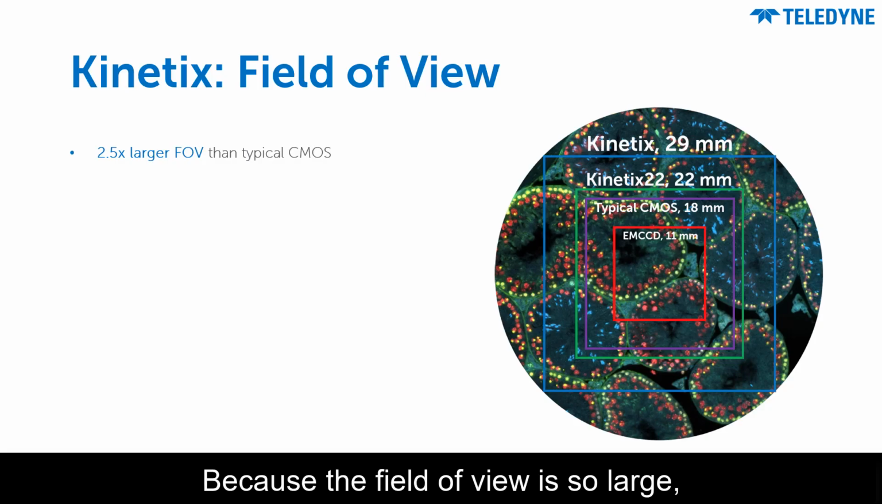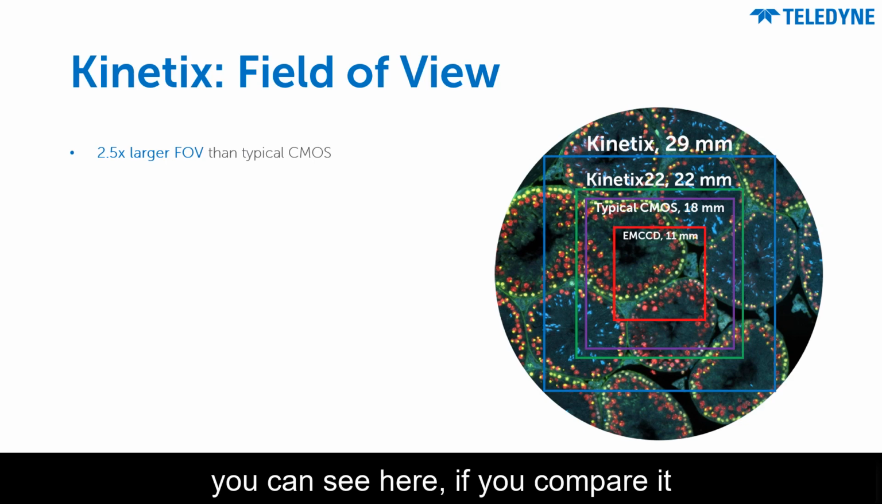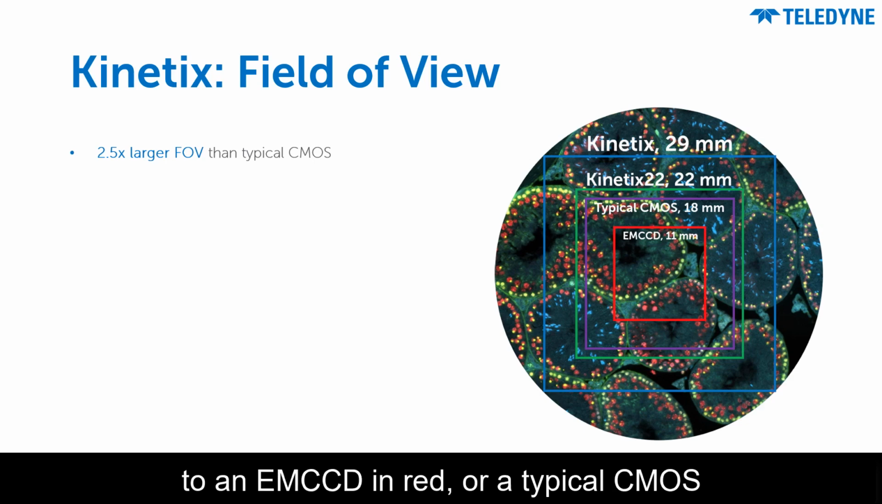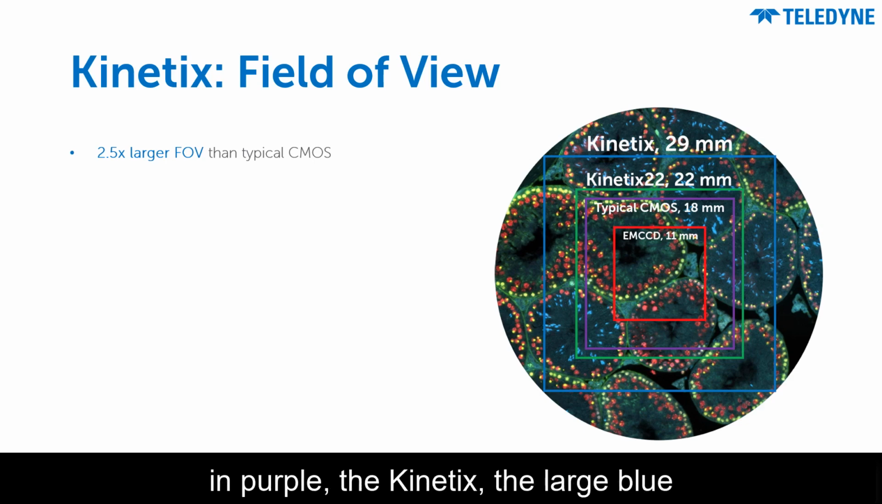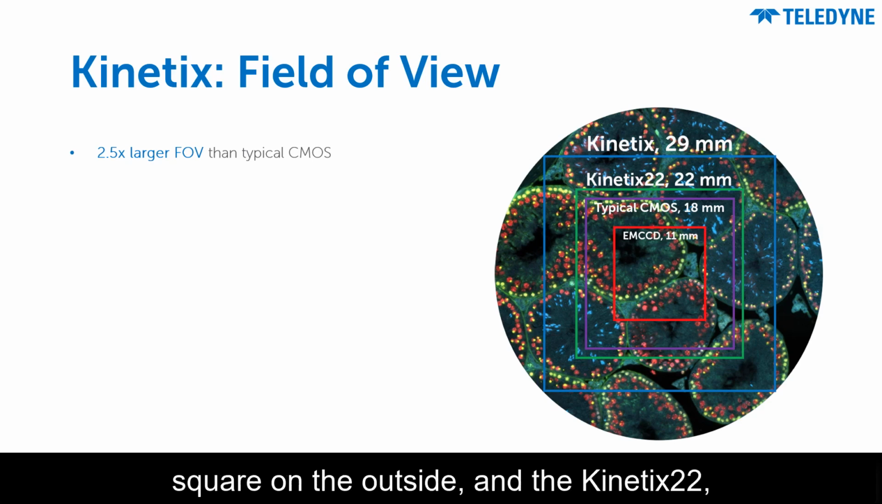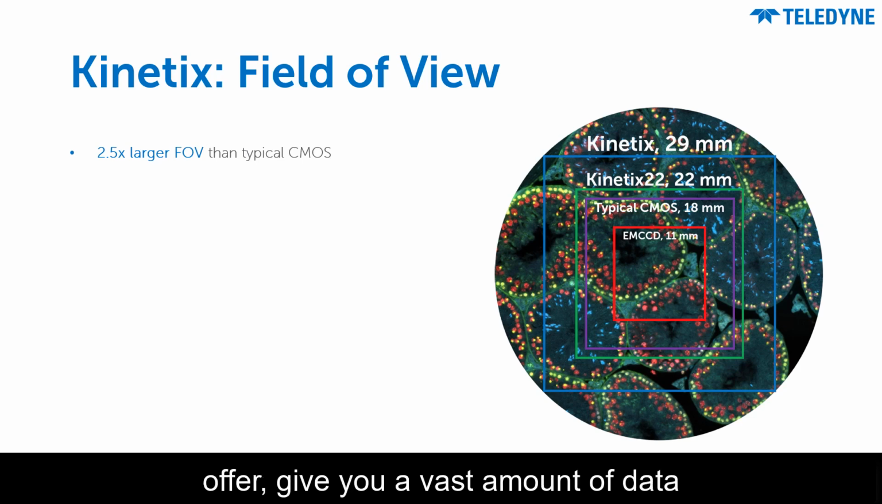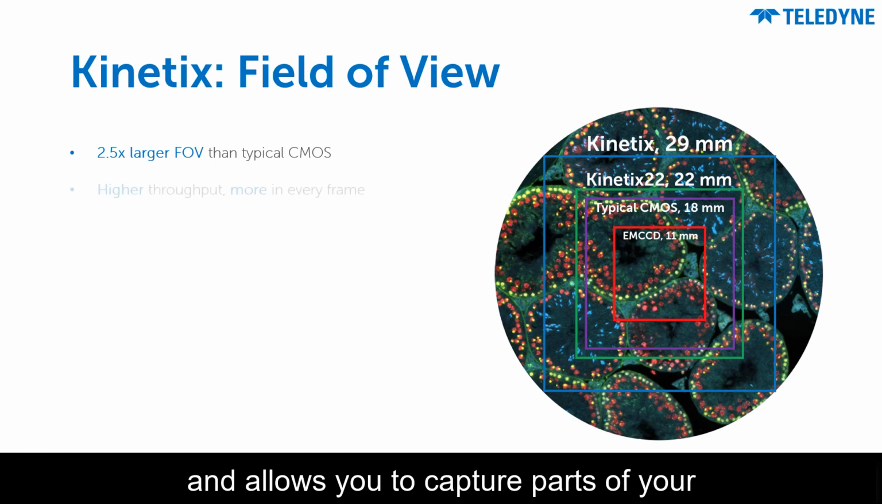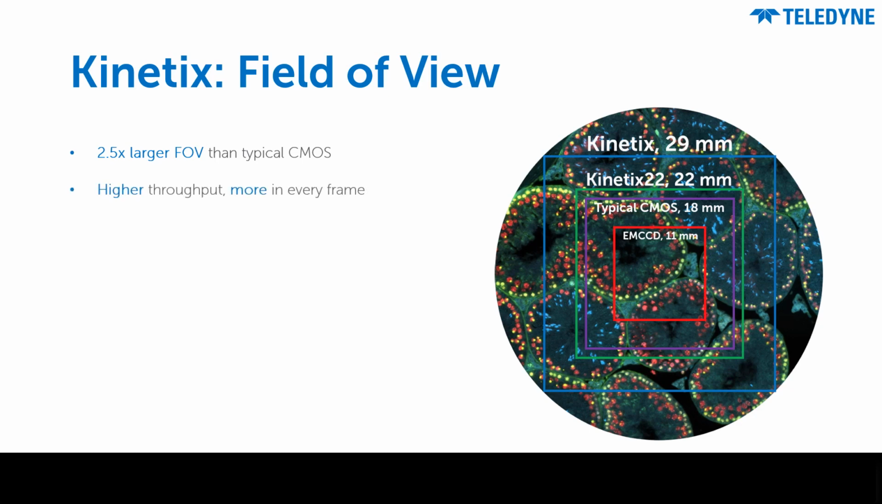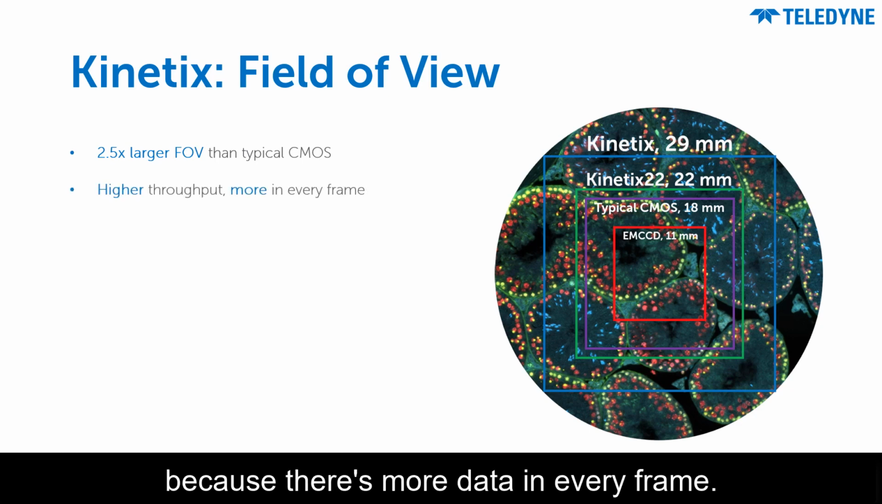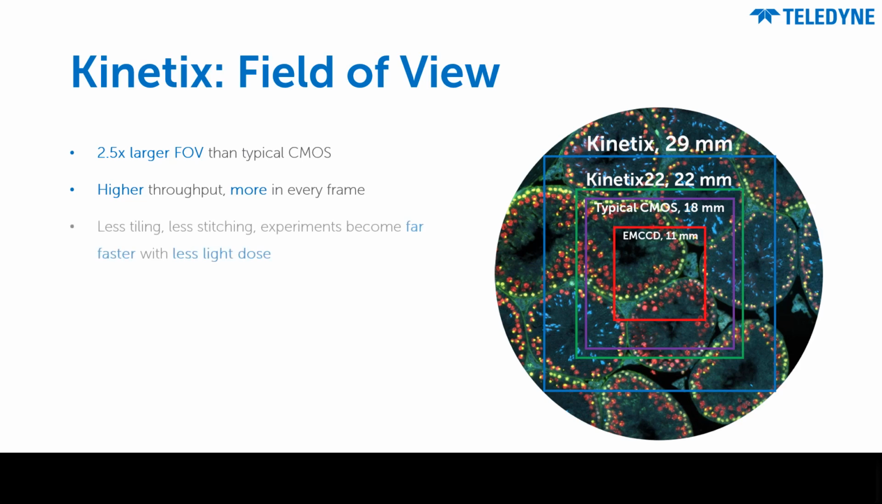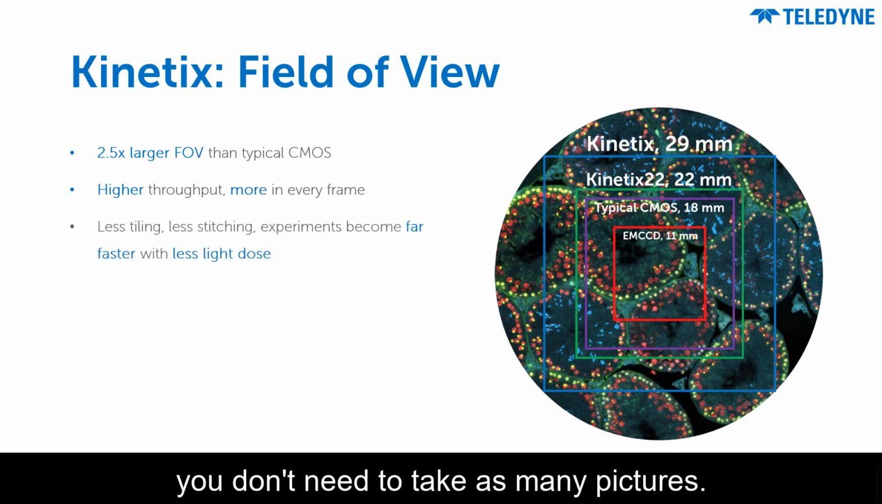Because the field of view is so large, you can see here, if you compare it to an EMCCD in red or a typical CMOS in purple, the Kinetics, the large blue square on the outside, and the Kinetics 22, a smaller field of view version we offer, give you a vast amount of data and allow you to capture parts of your image that you just couldn't see before. This means it's higher throughput because there's more data in every frame. Because there's more data in every frame, you don't need to take as many pictures.